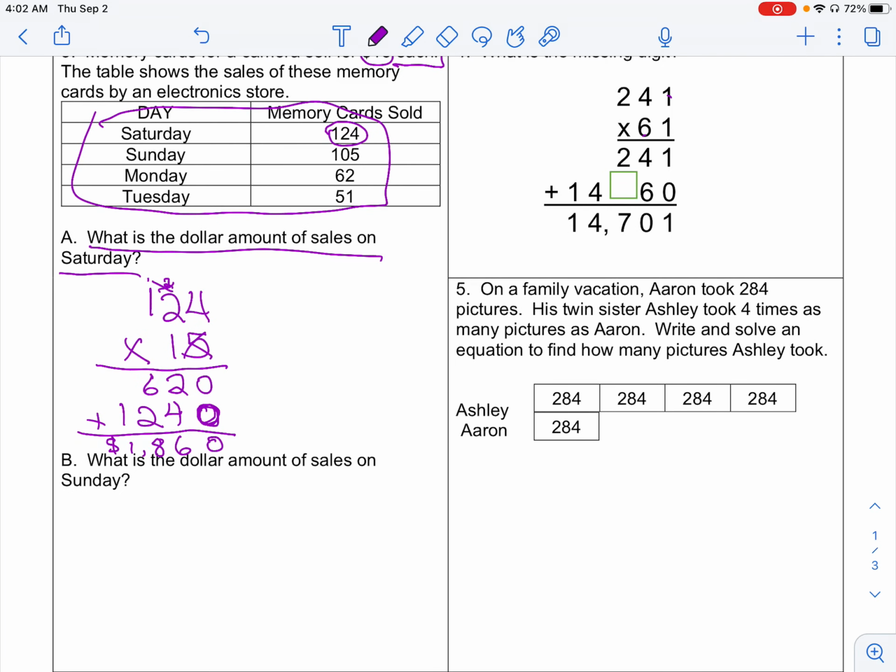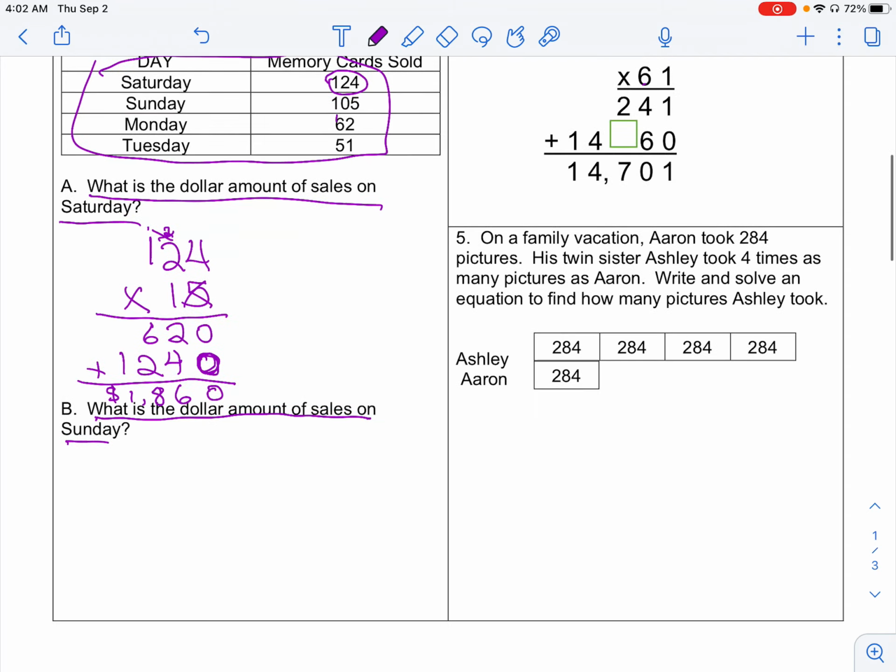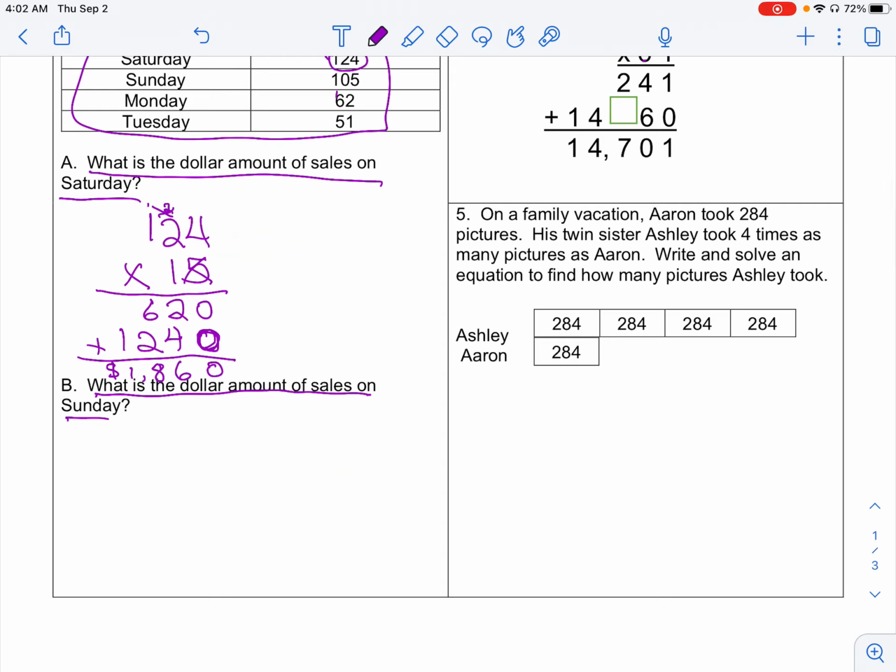Part B says, what is the dollar amount of sales on Sunday? It's the same kind of question, just with a different number. 105 times 15. And we'll do one more area model.